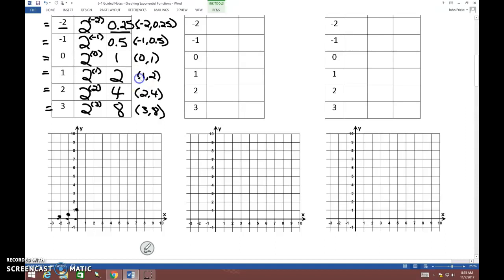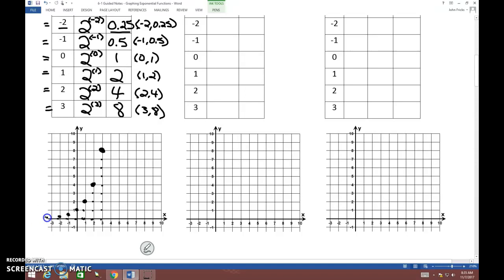Next, we would have 1, 2. So that'd be to the right 1 and up 1, 2. We would have 2, 4, which would be to the right 1, 2, and then up 1, 2, 3, 4. And then the last one would be 3, 8. So we would go to the right 1, 2, 3, and then we go up 1, 2, 3, 4, 5, 6, 7, 8. Now we can see a smooth curve forming.